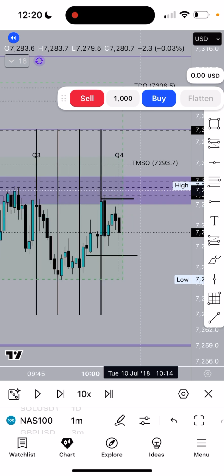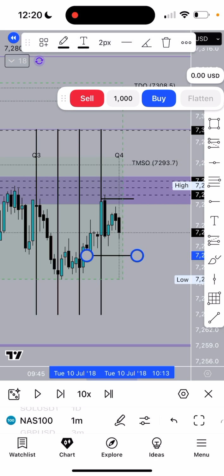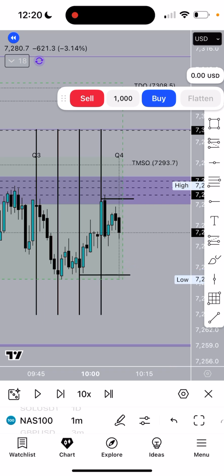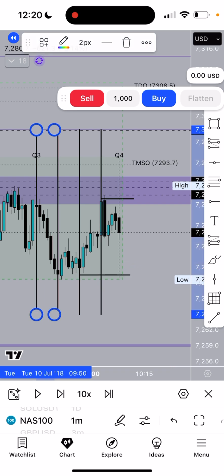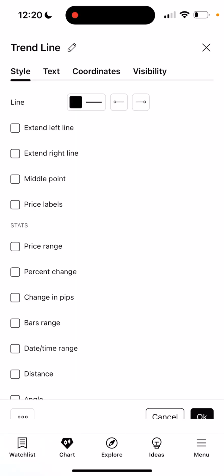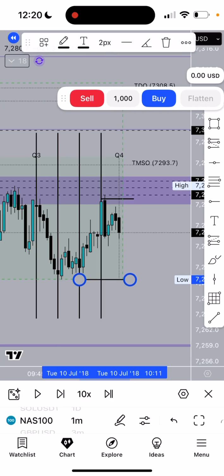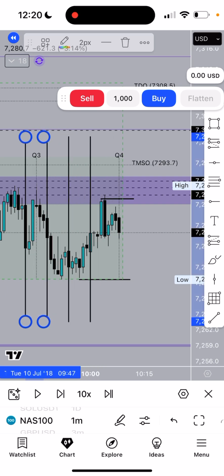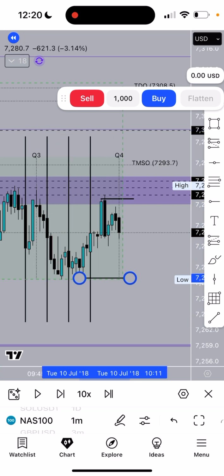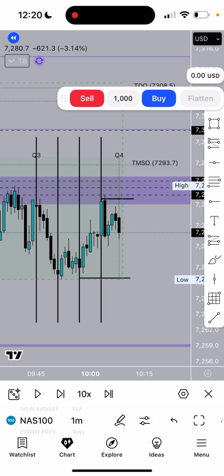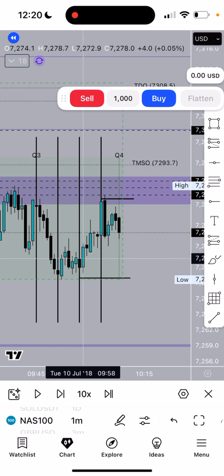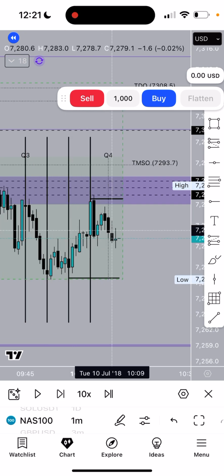Oh, actually, I thought I was wrong. I was actually wrong. This is the end of my manipulation. So basically, the level I'm expecting to be broken is this level pretty much. Because that was consolidation, manipulation, and distribution. Let's look at how it goes.